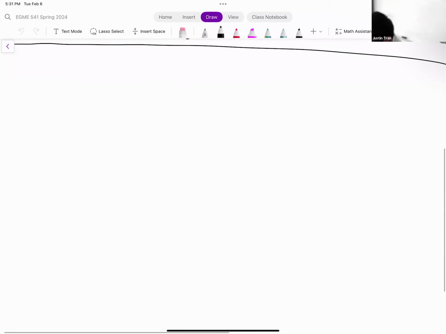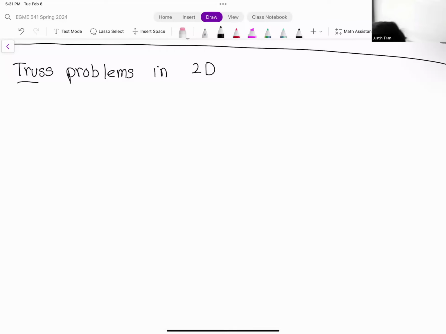So where we left off last time was truss problems in 1D and 2D. Last Thursday, we were kind of working our way up to developing the element stiffness matrix in 2D. But we had kind of one main issue that we were working through last time, and that's mostly due to the fact that in 2 dimensions, you can have elements that are oriented in different ways.